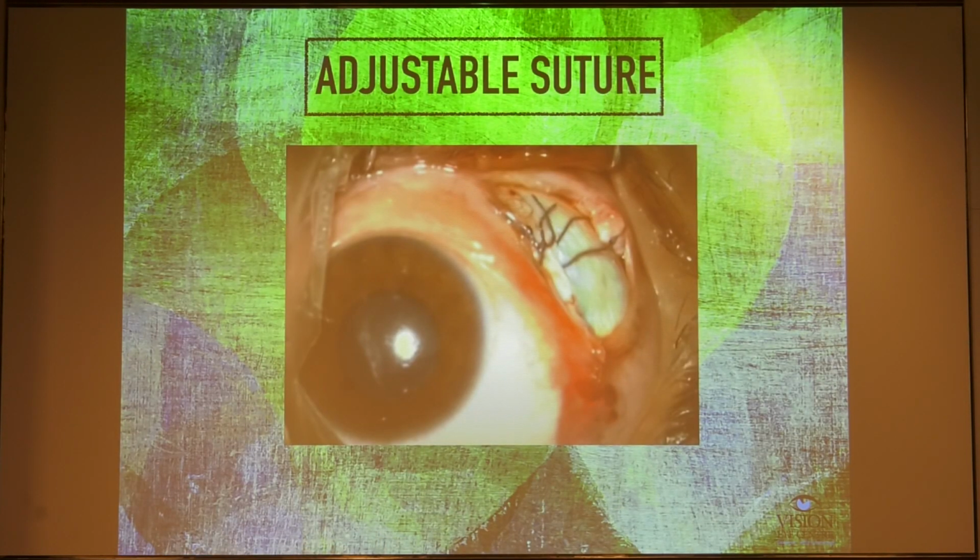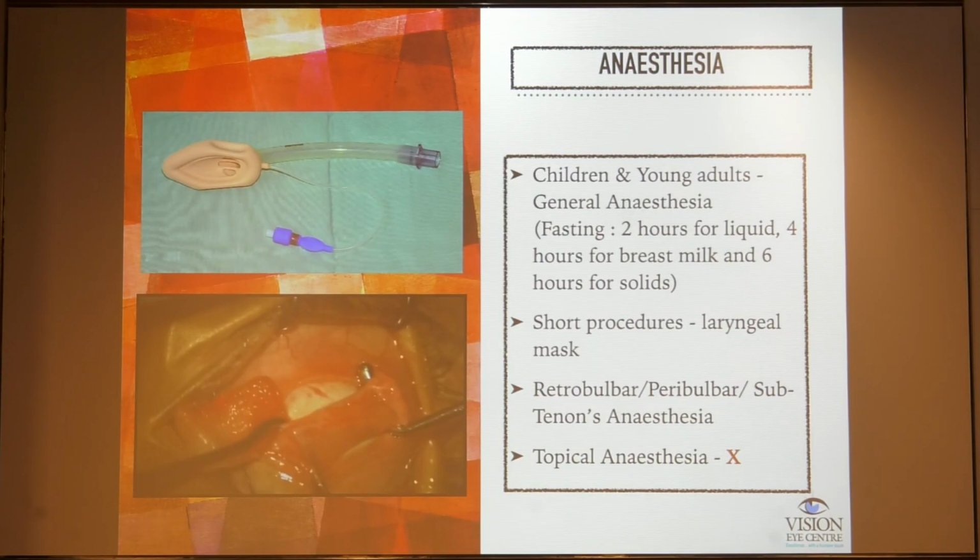Adjustable sutures can be planned if the angle of strabismus is small, in repeat surgeries, or especially in patients with thyroid eye disease. So coming to the anesthesia, in children and young adults, usually we operate under general anesthesia, while adults can be operated under local anesthesia. Sub-Tenon block is as effective as a peribulbar block, but topical anesthesia should be avoided as it makes the surgery uncomfortable for the patient.